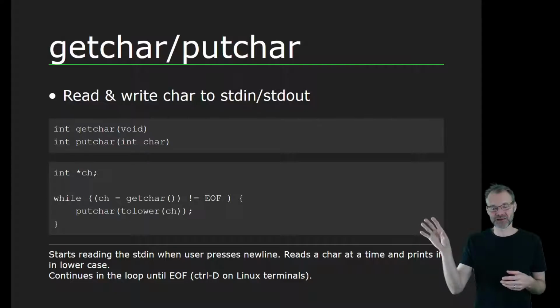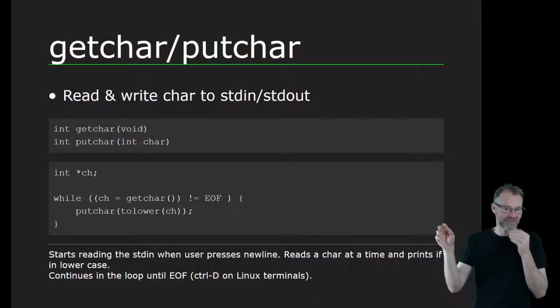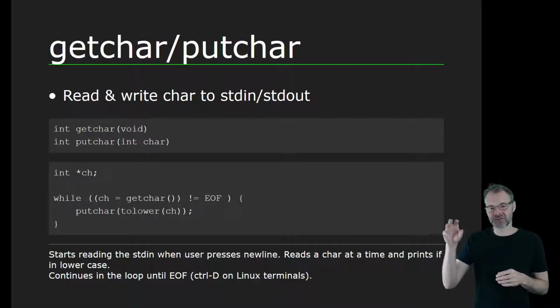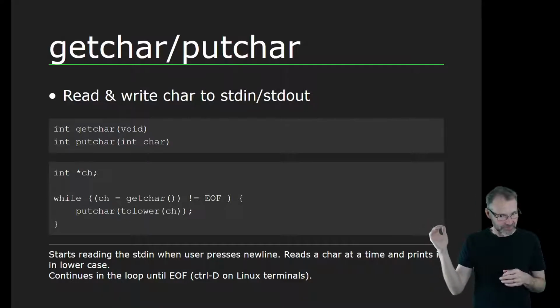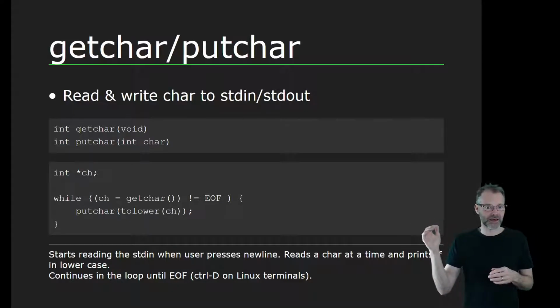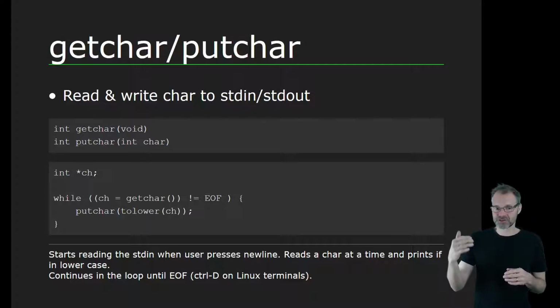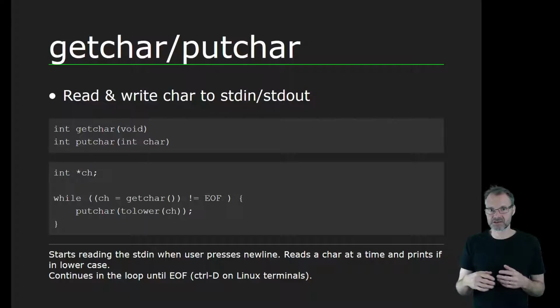I'm doing a while loop. I'm reading using getchar from the standard input. I'm placing the characters one by one in the ch variable, and I'm continuing to do that until I get an end of file value. And then I just putchar the character. I change it to lowercase just to make a change to it, and write it out to standard output.